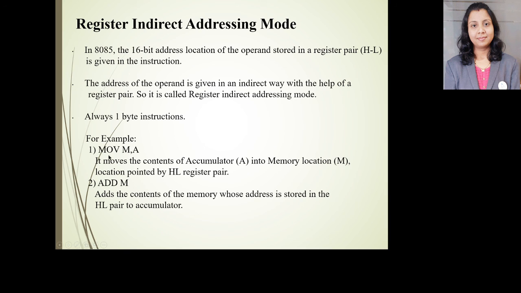We can see the example MOV M, A. What it does is it moves the contents of the accumulator into the memory location M pointed to by the HL register pair. Next example is ADD M. Adds the contents of the memory whose address is stored in the HL pair to the accumulator.